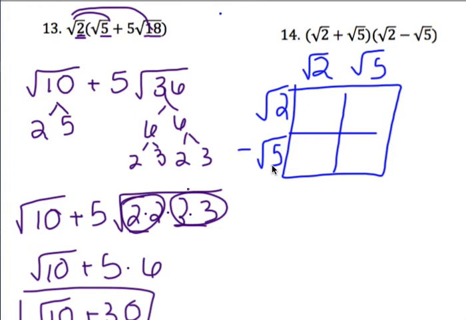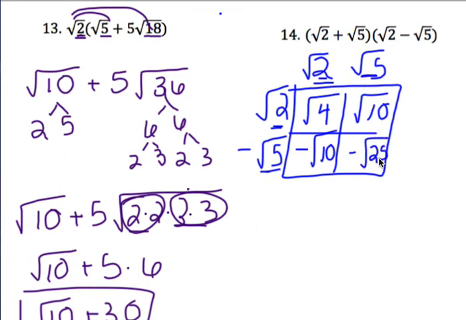So now we're going to multiply square root of 2 times square root of 2. They're both underneath the radical, so I can multiply them together. That's going to give me the square root of 4. Square root of 2 times square root of 5 is going to give me the square root of 10. Negative square root of 5 times 5, well now I know I need to have a negative out front, or sorry, times 2. 5 times 2 is going to give me a negative 10, and here again I'm going to have a negative square root of 5 times 5, which is going to give me 25.